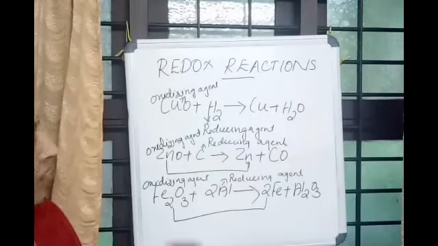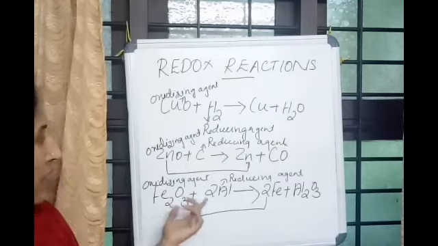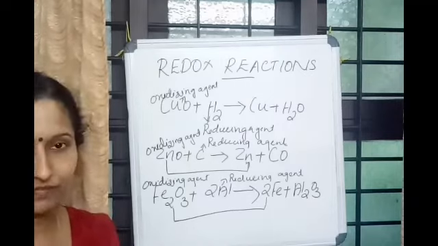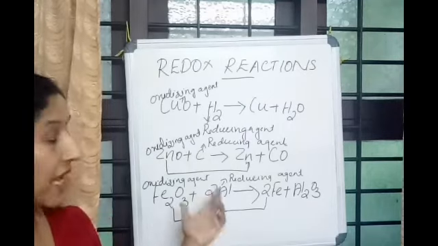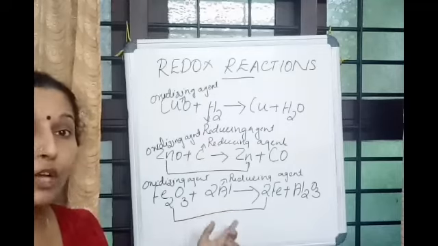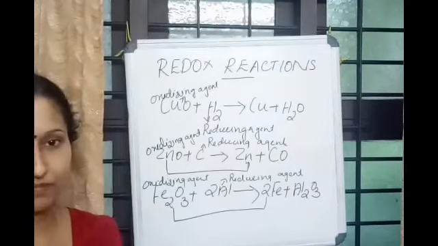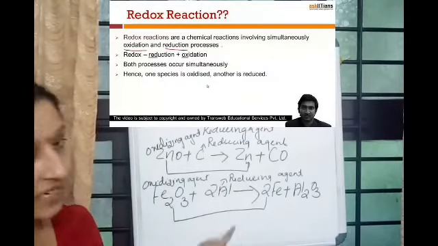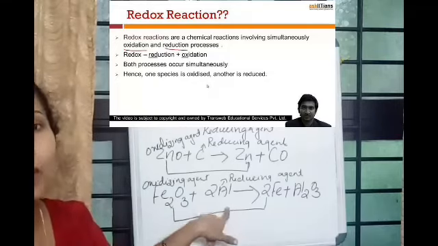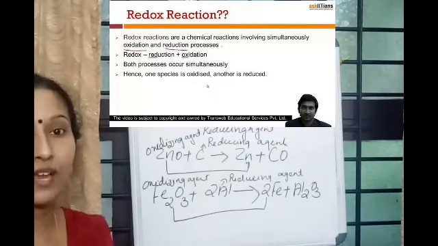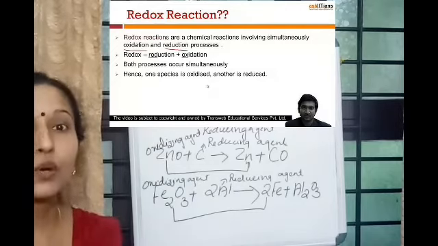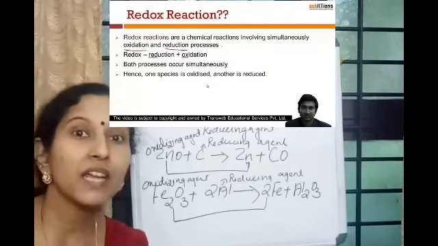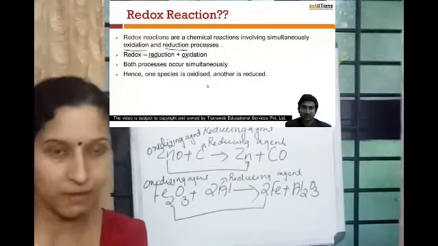Then see, these reactions are examples of redox reactions. Why? Because the same reaction contains both oxidation and reduction. That means we can show oxidation and reduction in the same chemical equation. Such reactions are known as redox reactions. So redox reactions are the reactions in which oxidation and reduction processes occur simultaneously.